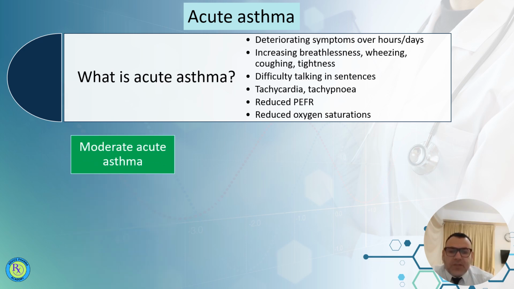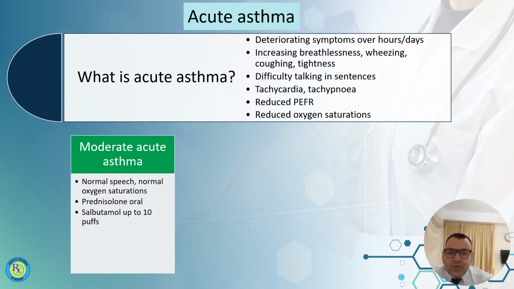and it can be classified into moderate acute asthma, where the patient has normal speech, normal oxygen saturation, and treatment is based on using oral prednisolone, like 40 mg daily for 5 days, or salbutamol up to 10 puffs using an inhaler. This can be managed at home or in a doctor's office.